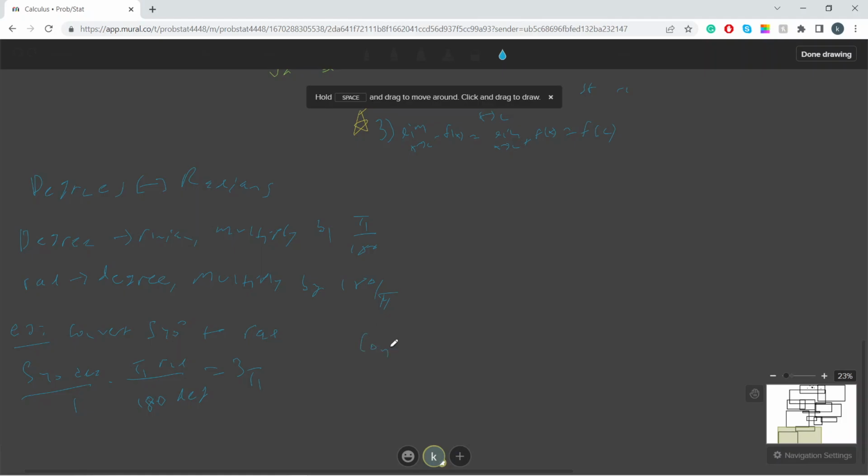Let's say we wanted to convert pi over 6 radians to degrees. So this will be pi over 6 multiplied by 180 degrees over pi, right? Remember the conversion factor right here. Pi radians is 180 degrees. So this is going to be 30 degrees.